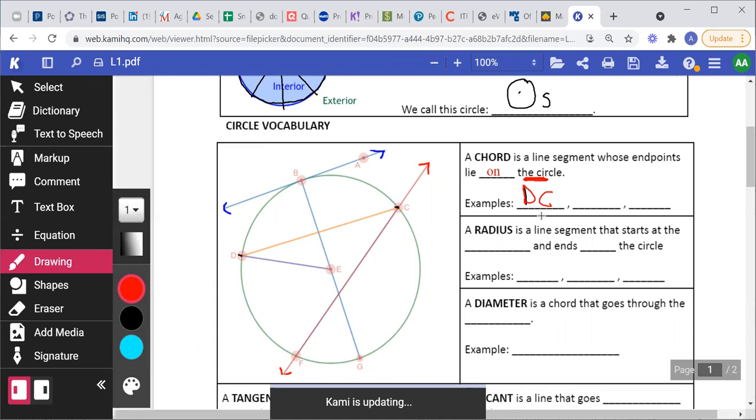And can someone name another chord here? If you look at FC, F to C here is also a chord. Another chord. Is there another chord you can see here? BG. Okay, the blue line here is also another chord. B and G are on the circle, so they form a chord, BG.